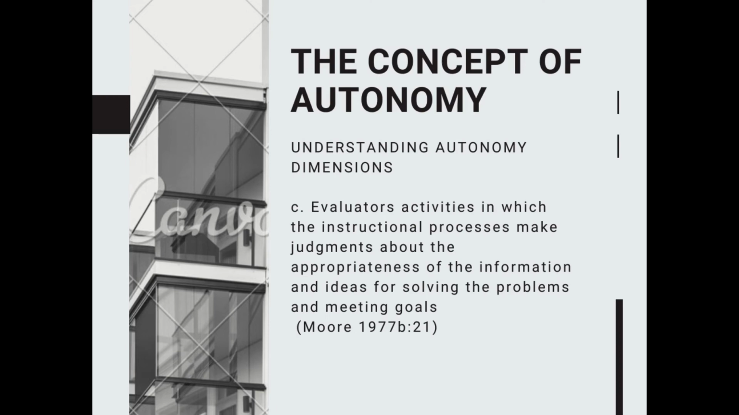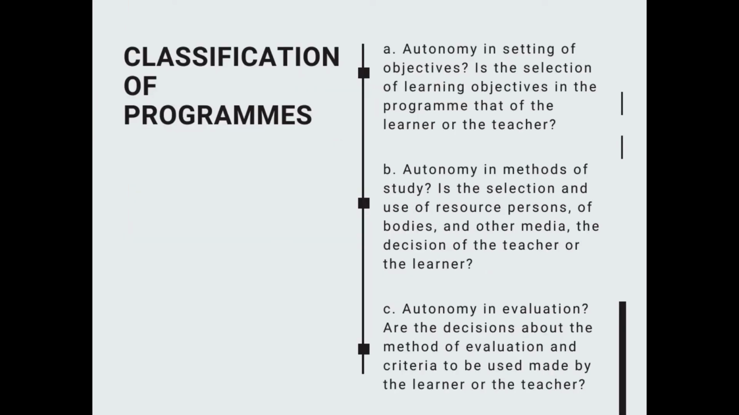Moore, 1977. Classification of programs. Programs are classified according to the extent to which the learner can exercise autonomy in learning by asking three questions. A. Autonomy in setting of objectives. Is the selection of learning objectives in the program that of the learner or the teacher?